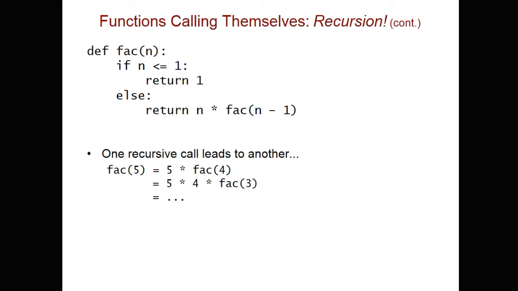The if statement represents the simplest case that we are able to solve, and we know that the factorial of 1 is 1. And in the else statement we are building the answer for n by calling the same function with n minus 1. In other words, we are reducing the problem size.